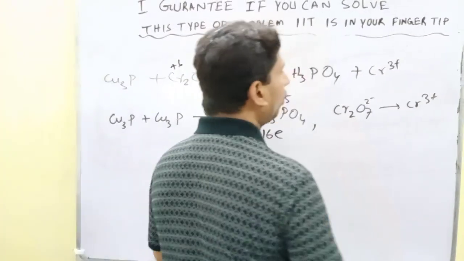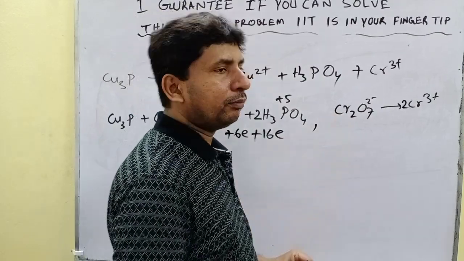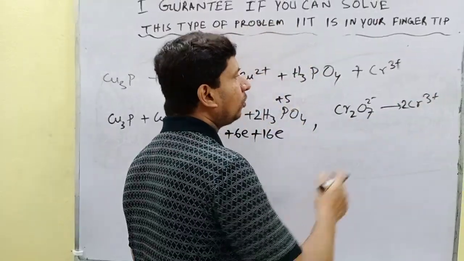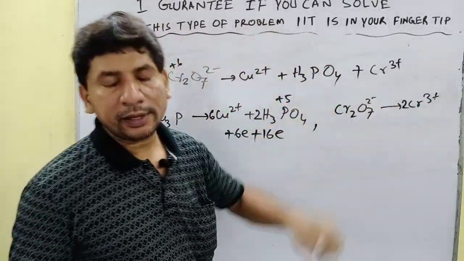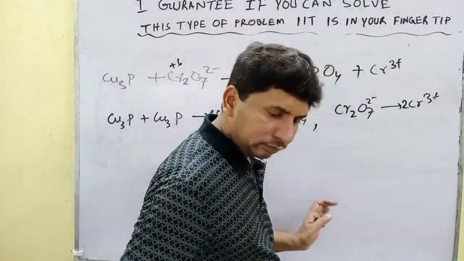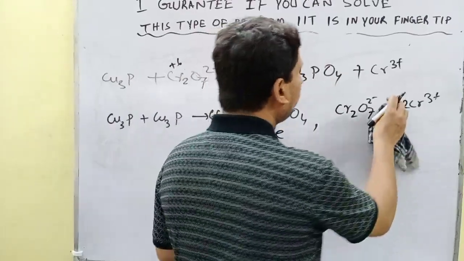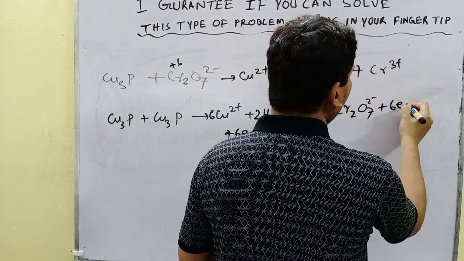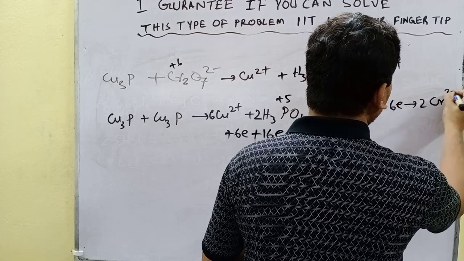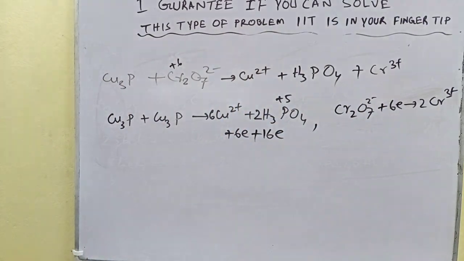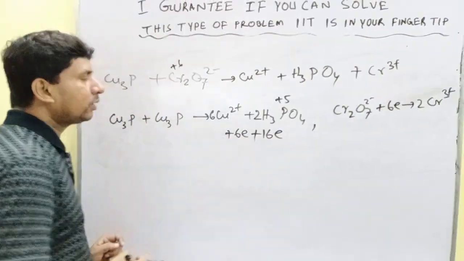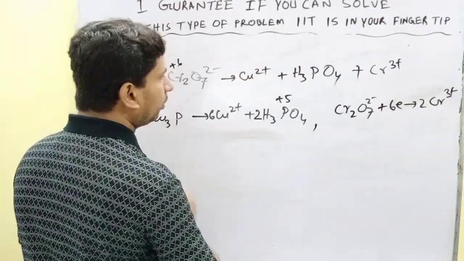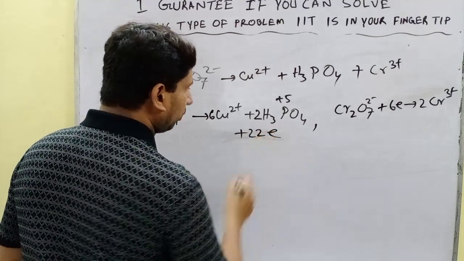Now here 2 chromium. So 2 chromium accept 6 electrons, because 1 chromium accepts 3 electrons to get oxidation state 3 from 6 to 3. 2 chromium gain 6 electrons to get 2 Cr3 plus. Okay. Now the total number of electrons here is 22. Okay. This is plus 22 electrons. No problem.